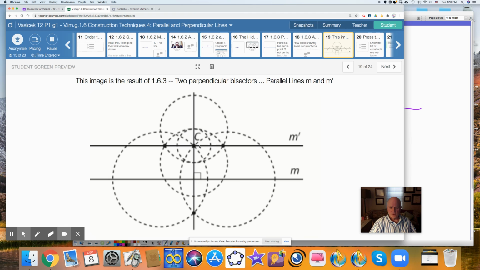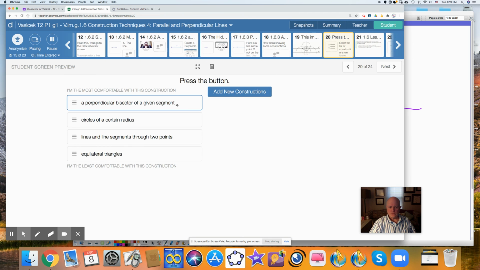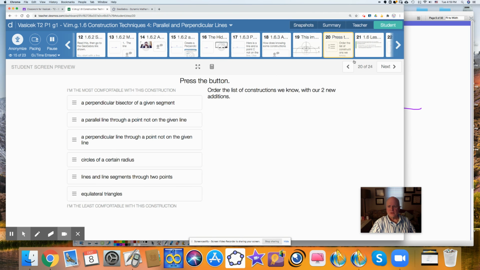Here's one that we did with the perpendicular to this line, made a circle, made 2 circles and a perpendicular line to it. How did we get to this point? Well, we drew from this circle, we drew these 2 circles. All right. Which one do you feel comfortable with now?